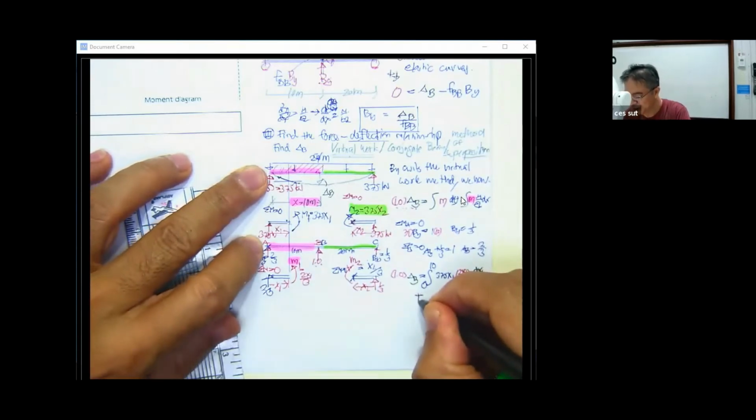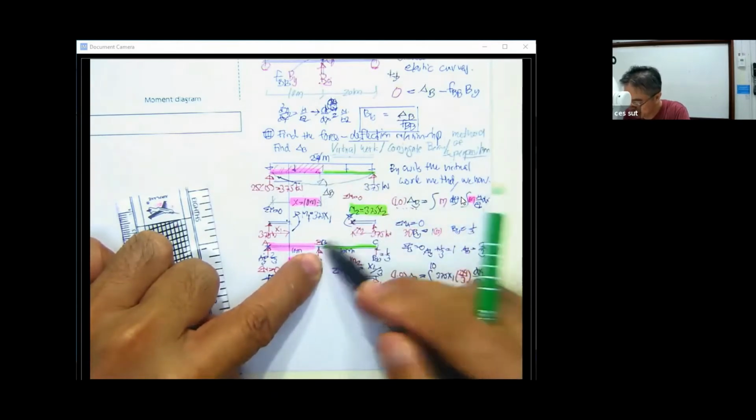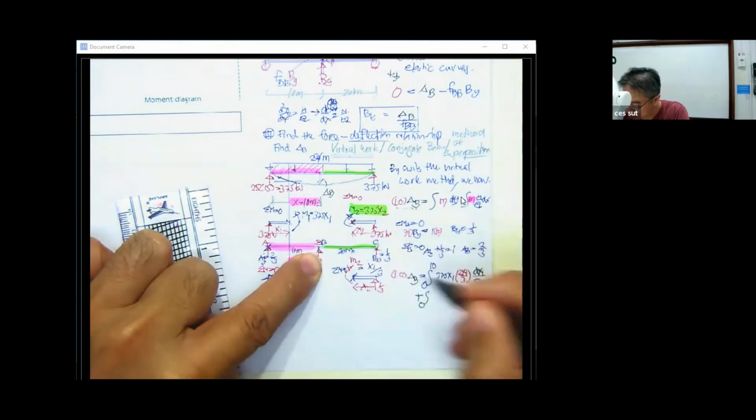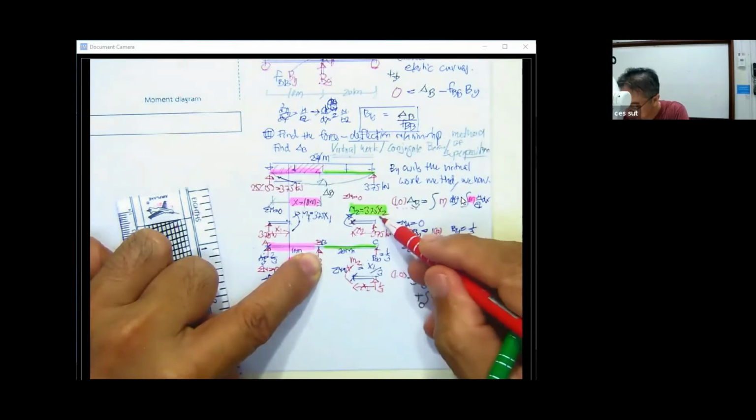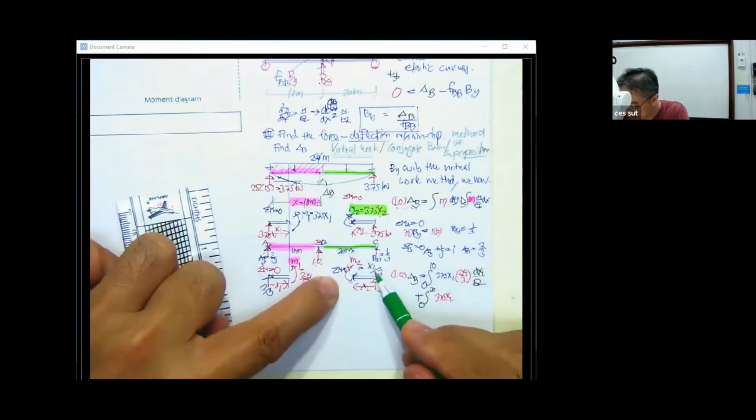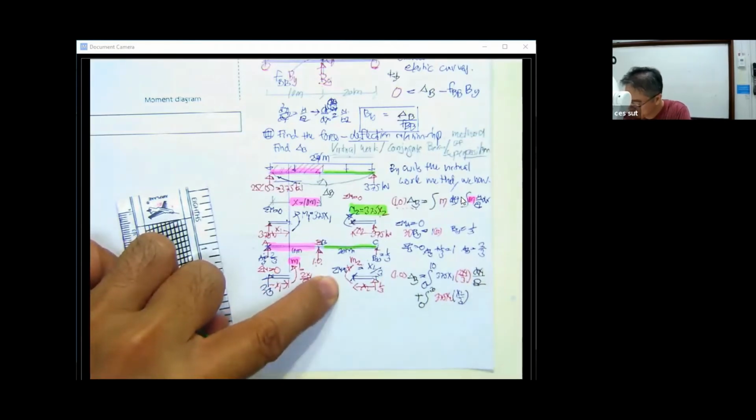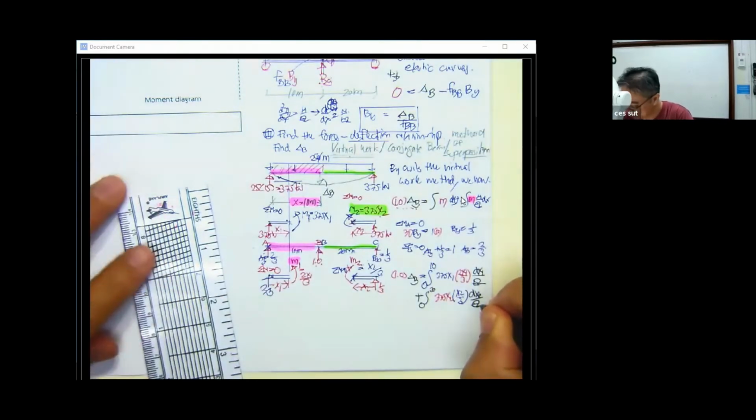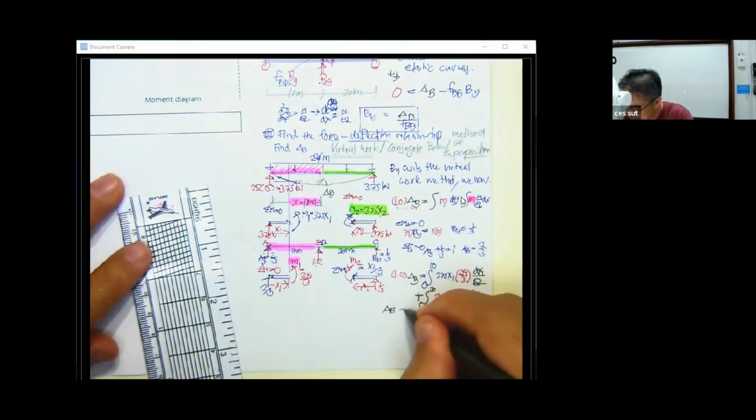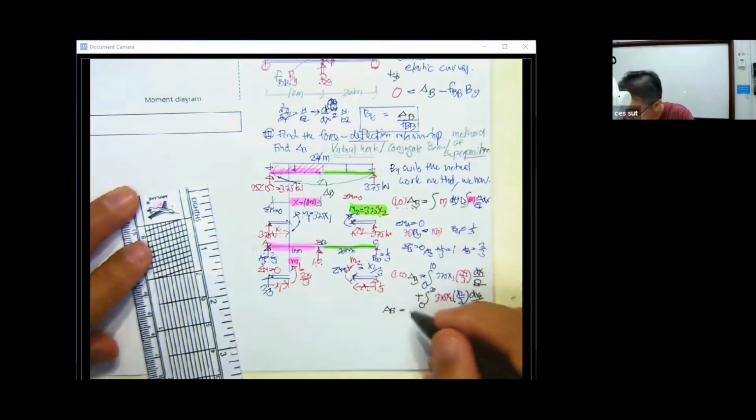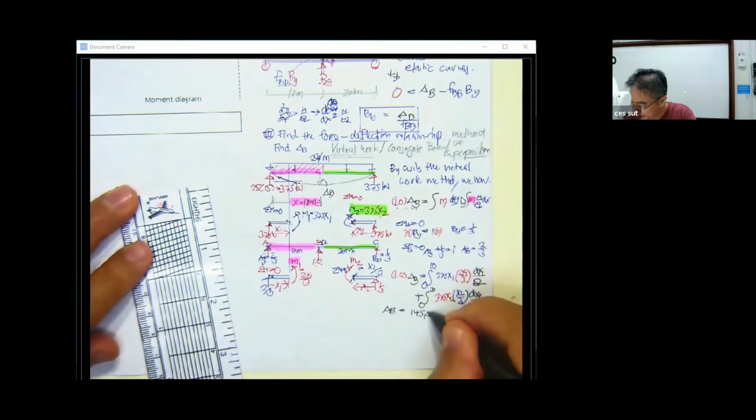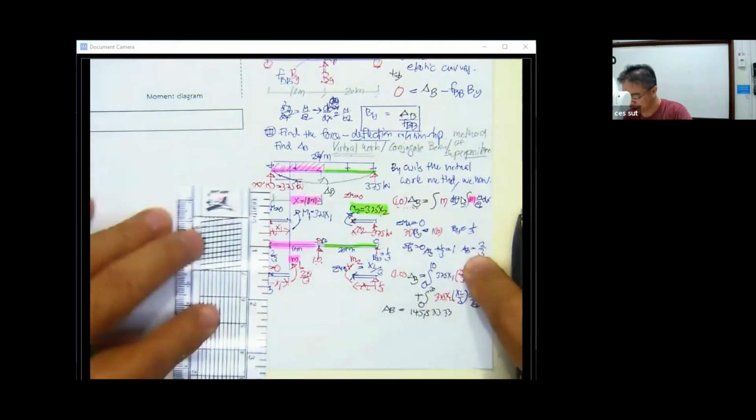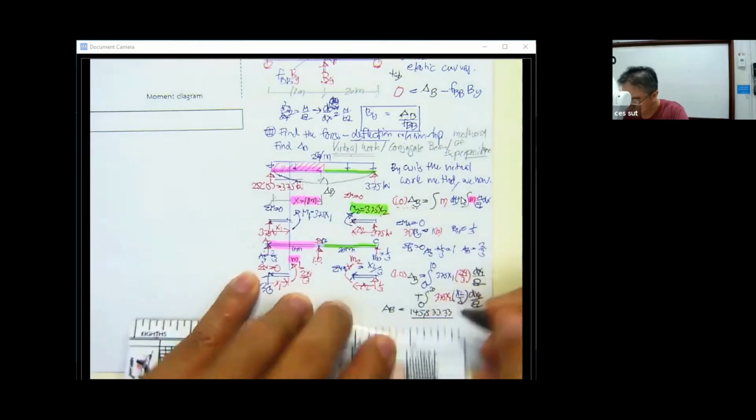Then we go to the integration from C to B, from 0 to 20. This is going to be 375 x2 times x2 over 3, dx2 over EI. By the final calculation of this, you will get delta sub b equal to 145,833.33 over EI.